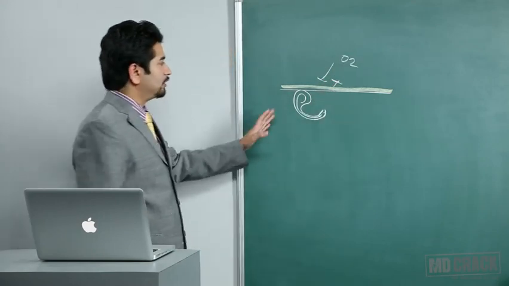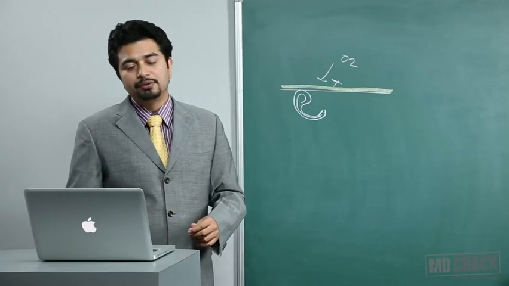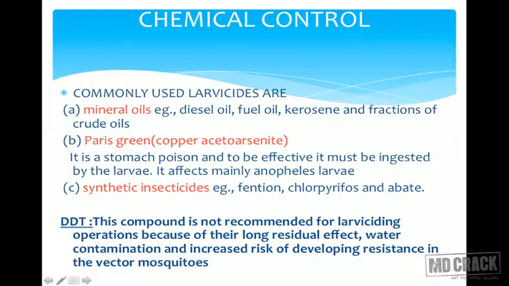Since the oxygen supply to the larva is cut, the larva automatically dies. This is the mechanism of action of the mineral oils. Paris green is the common name, the scientific name is copper aceto-arsenite. Paris green is a stomach poison which is also used as a larvicide. It is ingested by the larva, mainly the Anopheles larvae, and therefore they die.